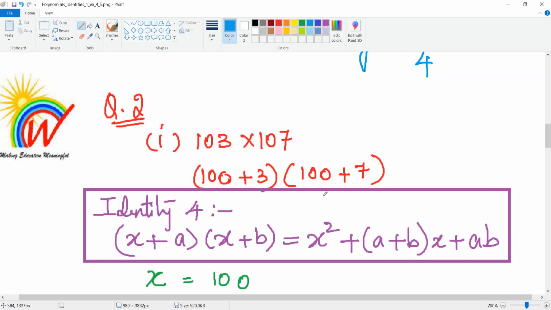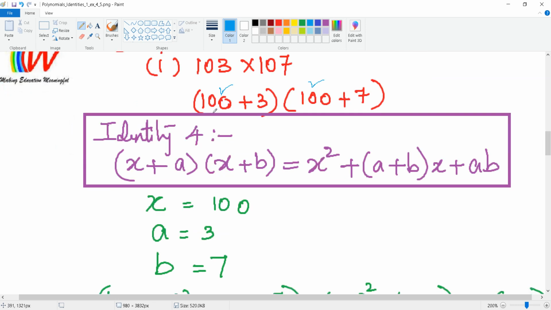Okay, so 103 could be written as 100 plus 3, right? And 107 could be written as 100 plus 7. So make sure that you are keeping these two numbers same. Otherwise it doesn't make sense. If you write 110 minus 3, it doesn't make sense, right? You can write 110 minus 3 also. That also gives you 107. But then that doesn't suit any of the identities. So choose in such a way that you have the numbers over here which are easy to multiply.